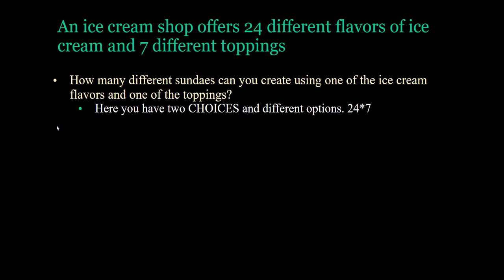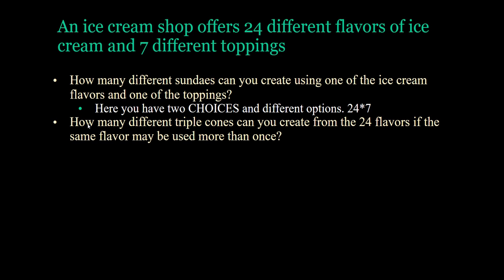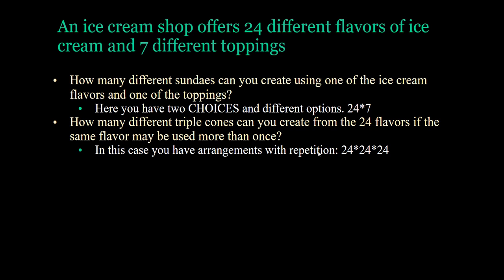We're going to look at a couple different problems here and see how the math changes. For the second case, how many different triple cones can you create from the 24 flavors if the same flavor may be used more than once? We don't have anything about toppings here. I have 3 decisions. I need to decide what goes on each of those layers for my cone. And I can have repetition. I can have vanilla, vanilla, vanilla if I choose. So this would be 24 times 24 times 24. This is telling me I do have repetition allowed here. A flavor may be used more than once.